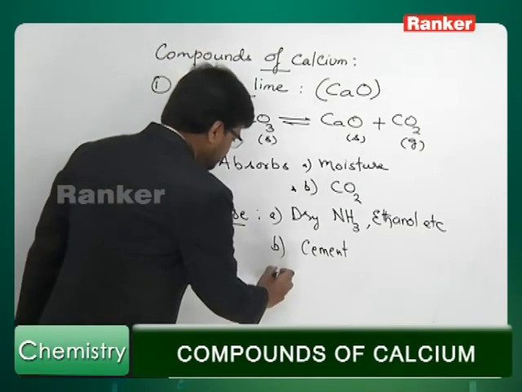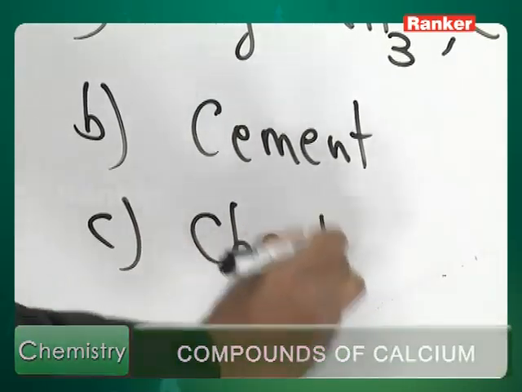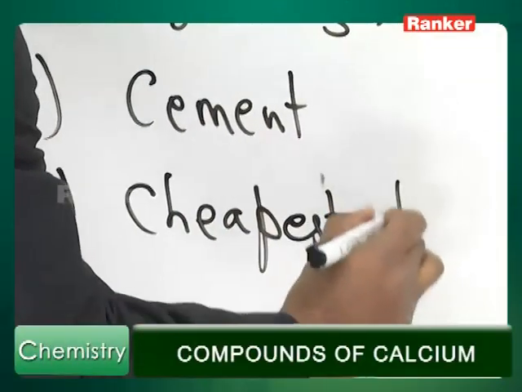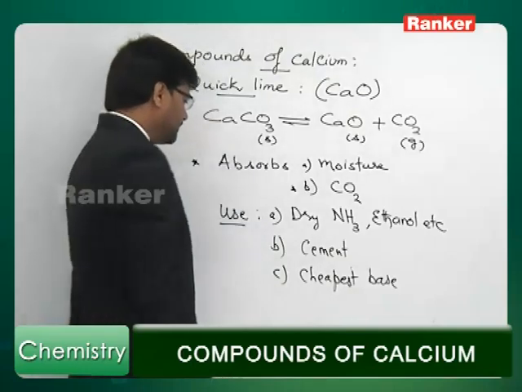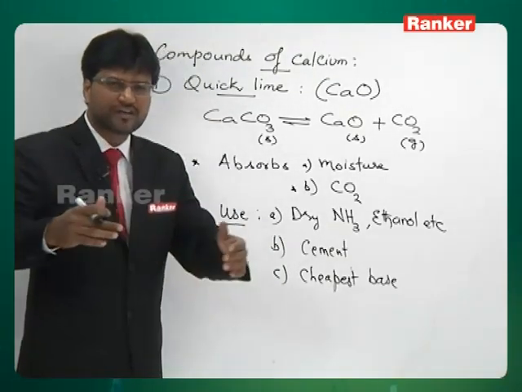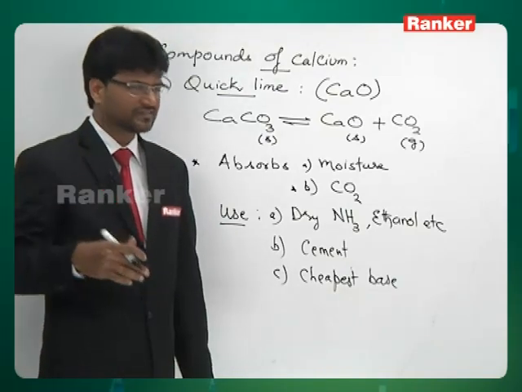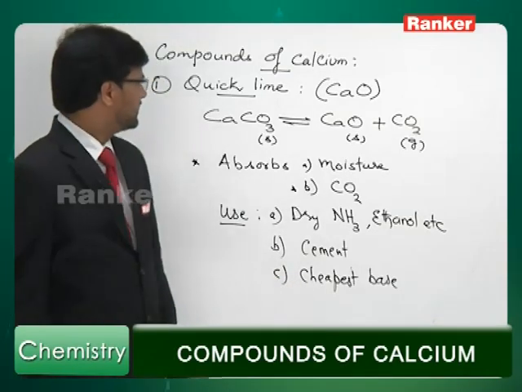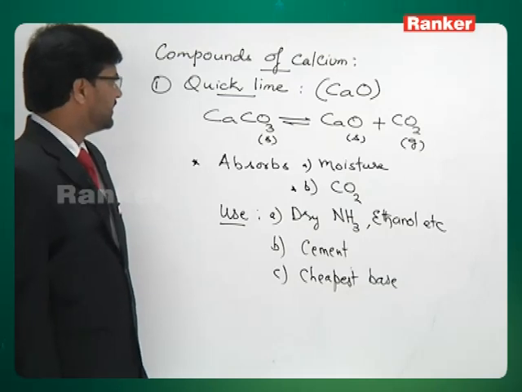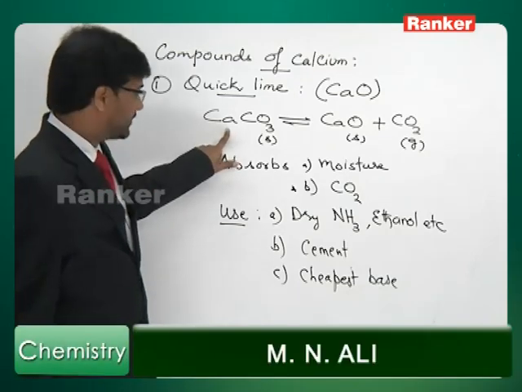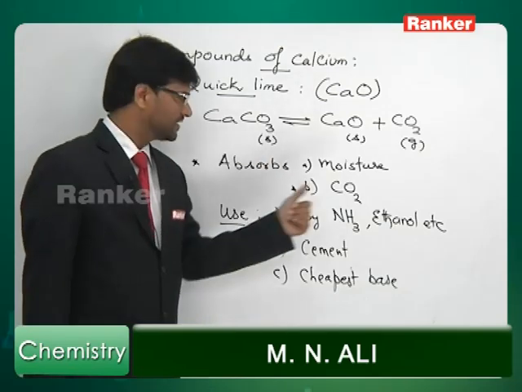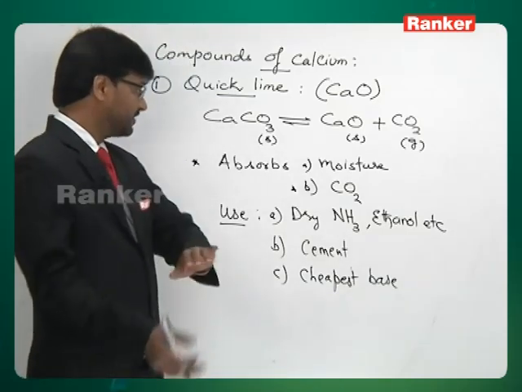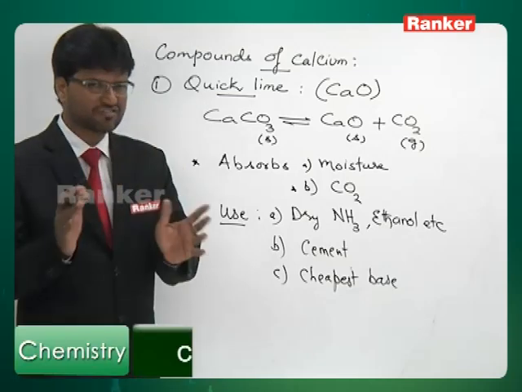And then, it is a source of base, the cheapest source of base. If calcium oxide is mixed with water, it is called slaking, and you get slaked lime, and slaked lime has several commercial uses. So this is the information regarding quicklime. Quicklime is obtained by heating calcium carbonate, that is limestone. It is capable of absorbing moisture as well as carbon dioxide. It is therefore used in drying ammonia gas, ethanol, and other substances which themselves do not react with calcium oxide. Remember the nature of calcium oxide is basic.